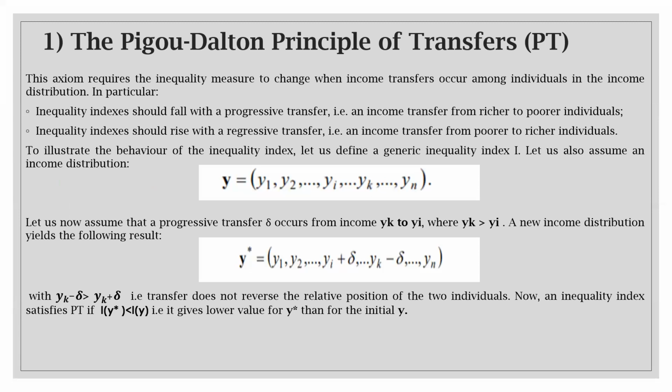The Pigou-Dalton principle of transfer. This axiom requires the inequality measures to change when an income transfer occurs among individuals in the income distribution in particular.